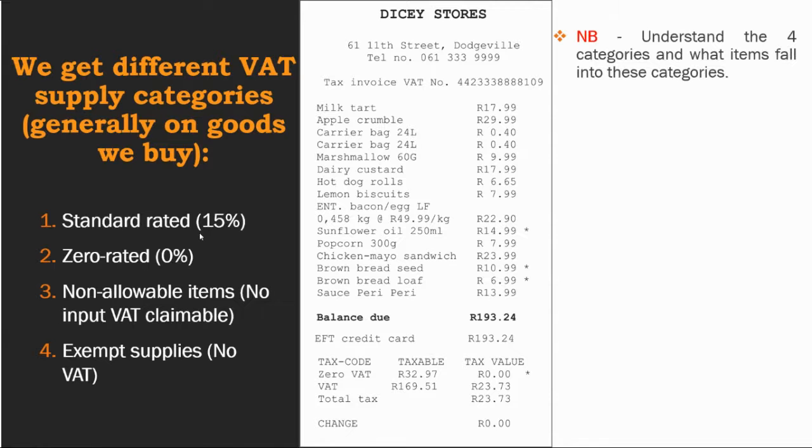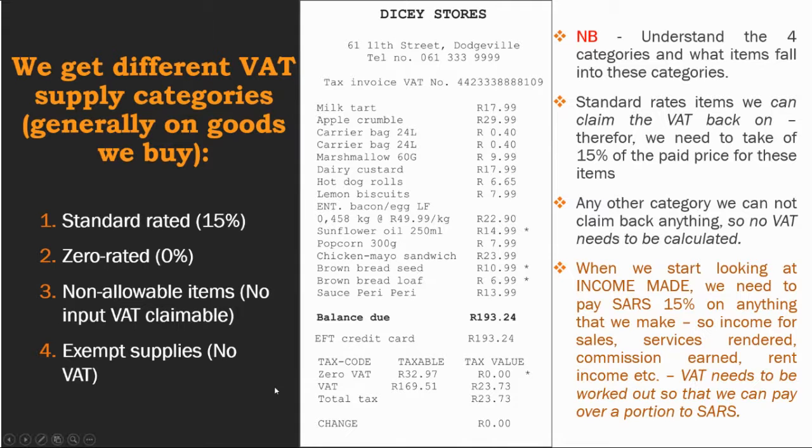Okay, so let's look at a few things regarding these. So it's very important that you know the difference between these four categories, because in your accounting equation, as well as your journals, if you do not know the different categories, you will get the other amounts incorrect and you would lose those marks.